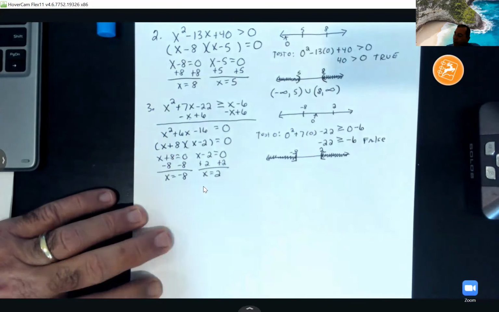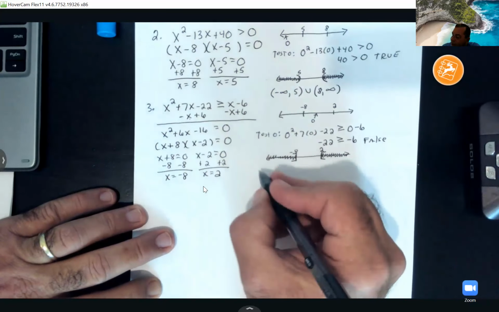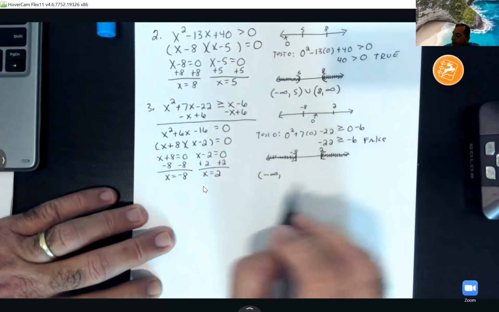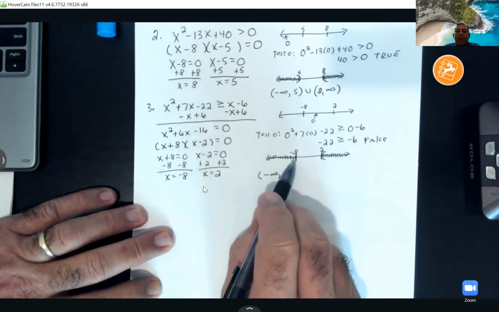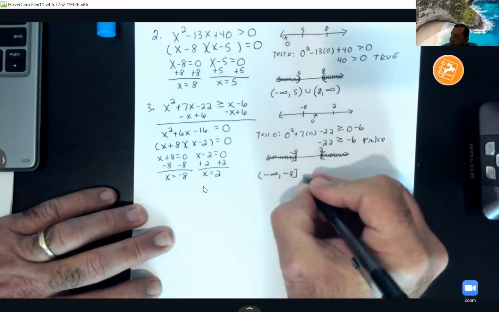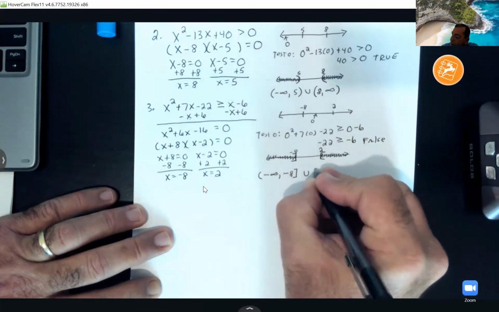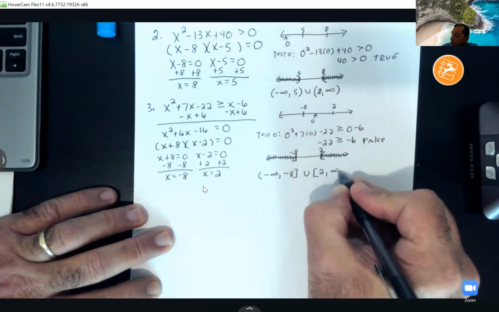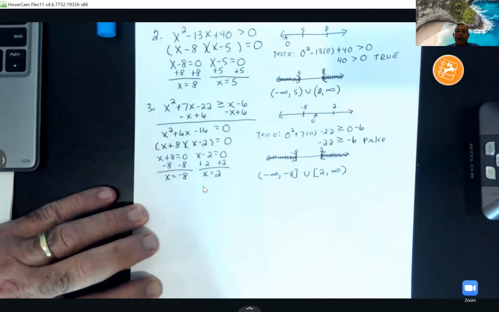Okay. So interval notation, parentheses for your infinities, remember. So from negative infinity, it'll go to negative 8. We'll use our bracket, and then union bracket from a positive 2 to our positive infinity.